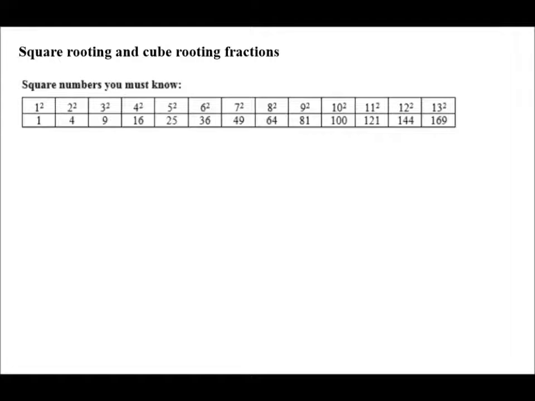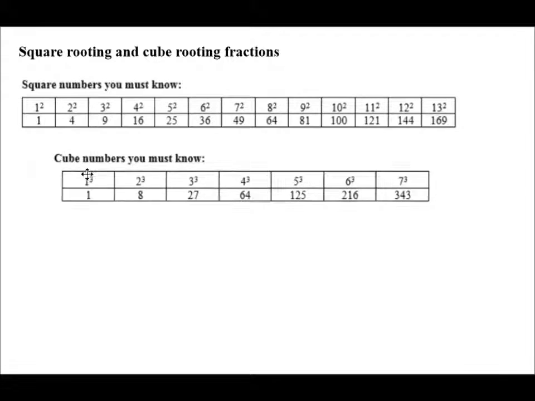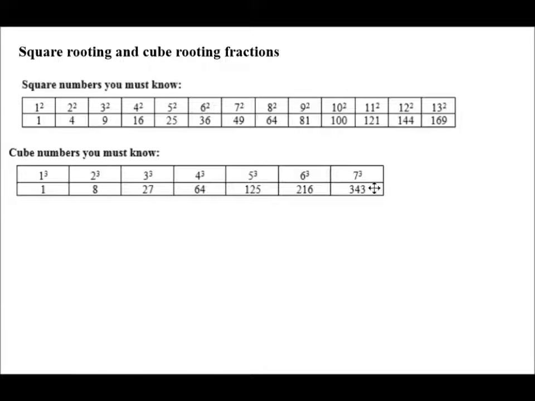Remember, in maths there are a few things that you just have to learn. One of them is the square numbers. If you take each of the counting numbers and you square them, you will get the square numbers. So the first square number is 1, second is 4, third is 9, and so on. You are expected to know up to 13 squared. You are also expected to know up to 7 cubed. So the cubed numbers from 1 to 7.